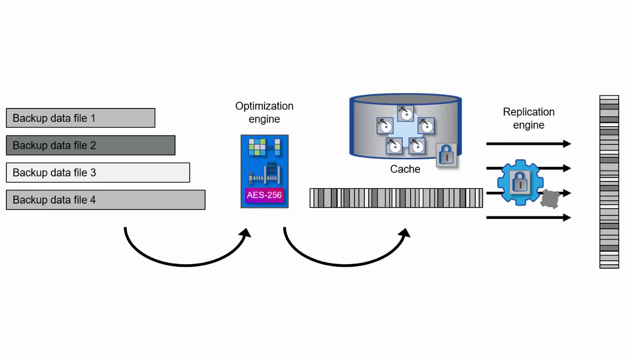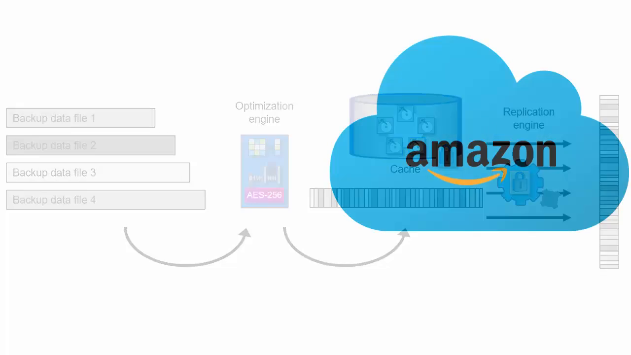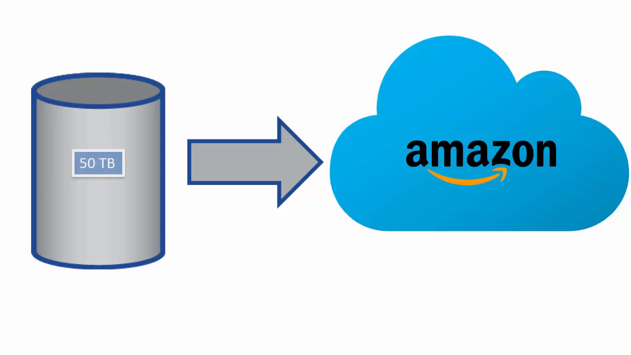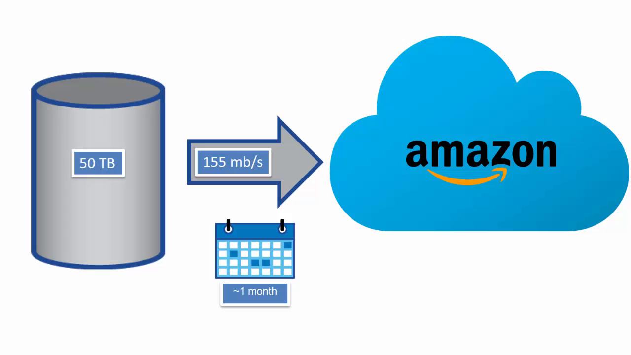Because solutions like AltaVault require internet connectivity to access the cloud, Amazon recognized early on that the two key aspects to getting data efficiently into their cloud were the amount of data to be protected and the speed of the upload link to AWS. For example, uploading 50 terabytes of data to Amazon S3 across an OC3 internet connection running at 155 megabits per second could take a month to complete.